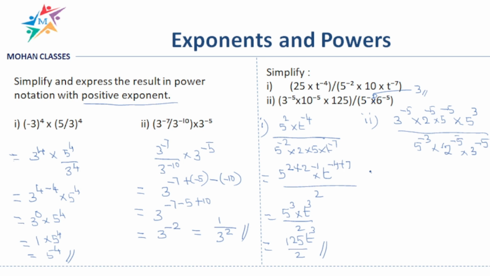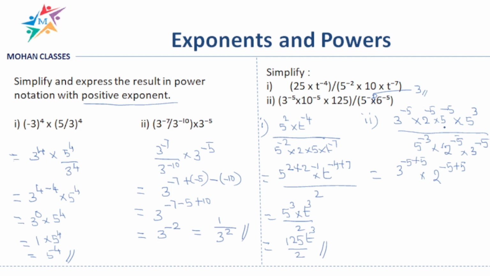So now we have to collect all the base powers. 3, 5. Here, is any 3 there? No. So only 3 to the power of minus 5. In the denominator we have 3 to the power of minus 5. This minus 5 will go as plus 5. Now 2 to the power of minus 5. Here we have 2 to the power of minus 5. This will go as plus 5.